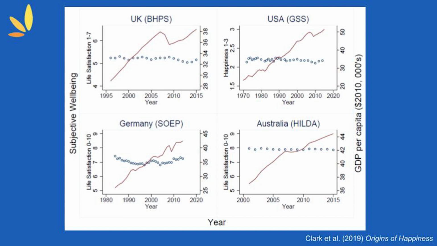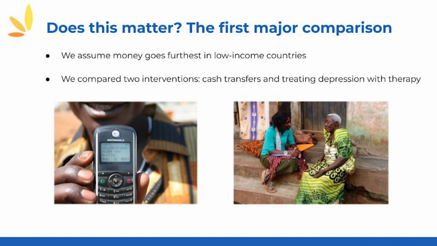Okay, so does this matter? Or are we just sort of arguing about metrics? Well, one thing you could do is compare providing cash transfers in low-income countries, which is an EA fave, to something like treating people who are depressed with group therapy, which is not an EA fave.